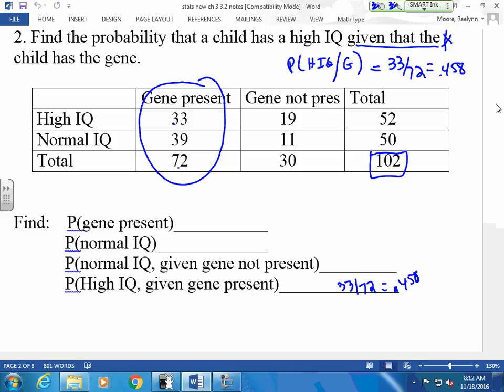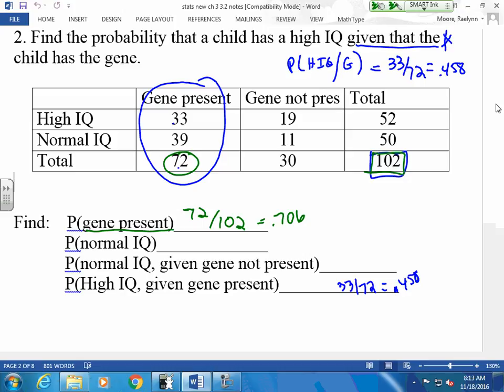Now, continue reading the chart with me. What is the probability that the gene is present? I'm only asking you one thing. So it has to be independent because nothing else depends on this. 72 out of 102. Very good. Here's my gene present. I have 72 people that had the gene present, and this is a total. Go off your grand total. Good, Tori. Go right off your grand total. So this reduces down to 3 decimal places.